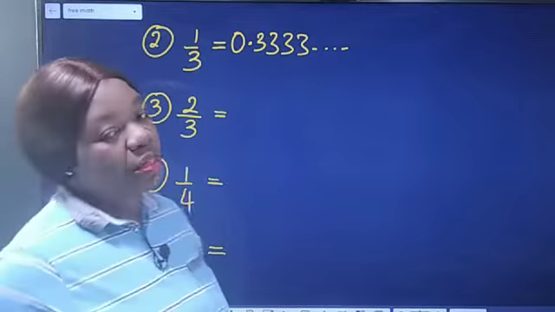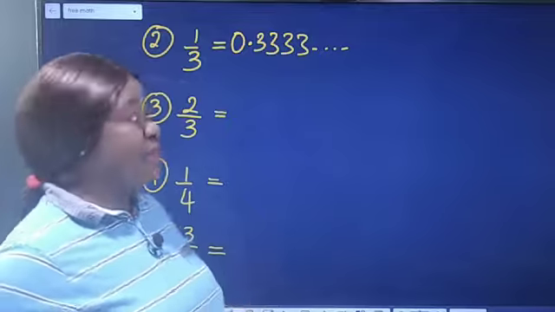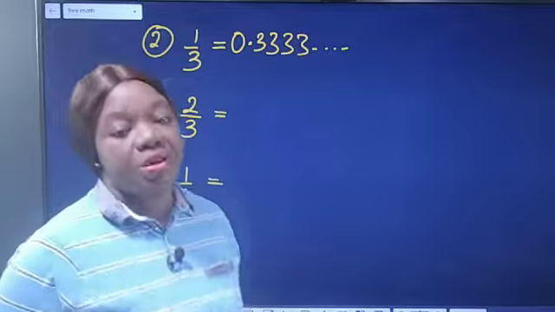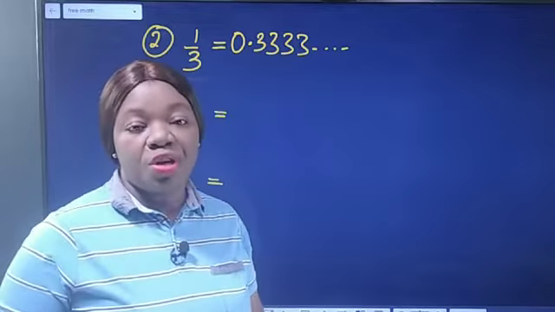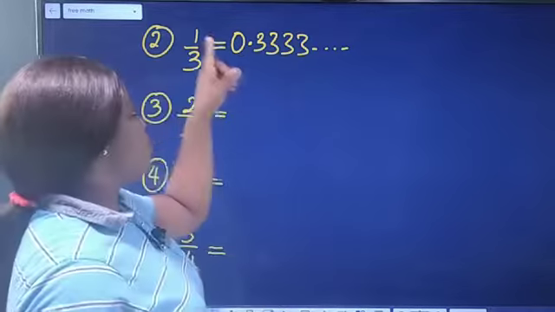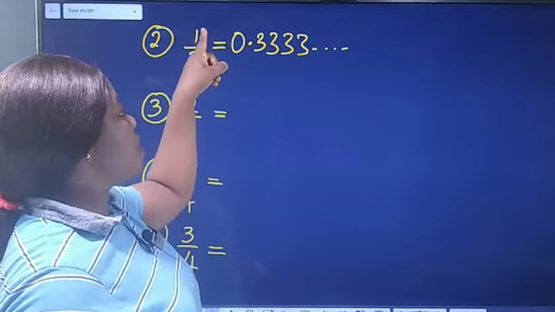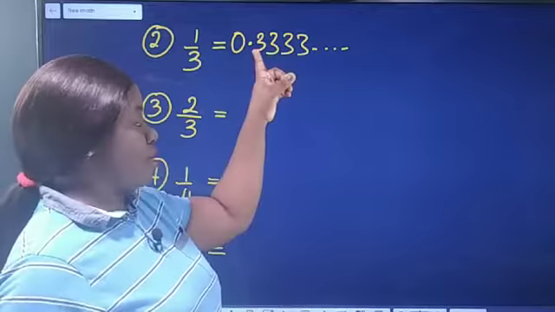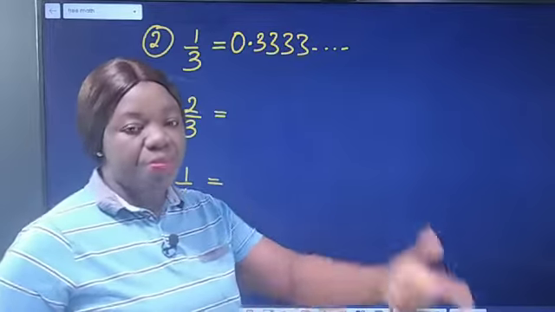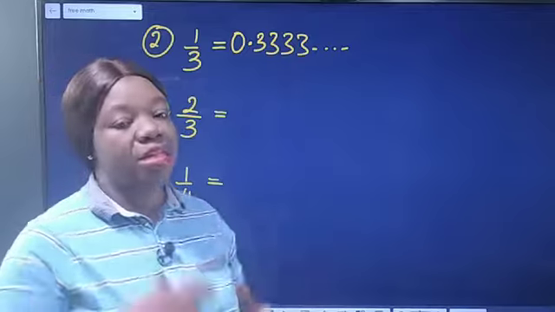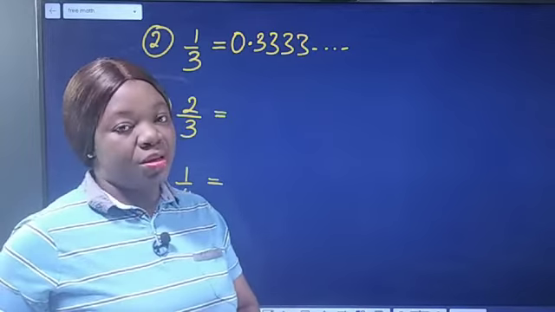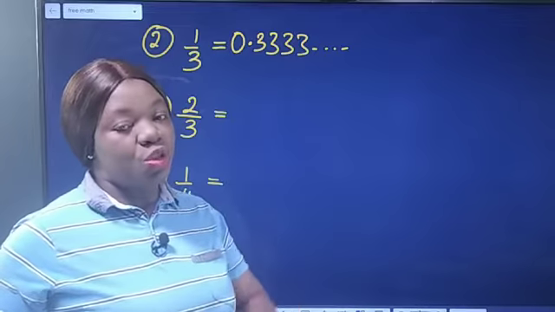Now this is 0.333. We know how to divide. We know when we divide 1 by 3, we are going to get 0 because it is not possible for you to divide 1 by 3. Then you fix 0 beside 1, that gives you 10. 10 divided by 3 is 3. If you keep repeating the process, you will keep getting 3. So that is how to change a fraction to a decimal number.